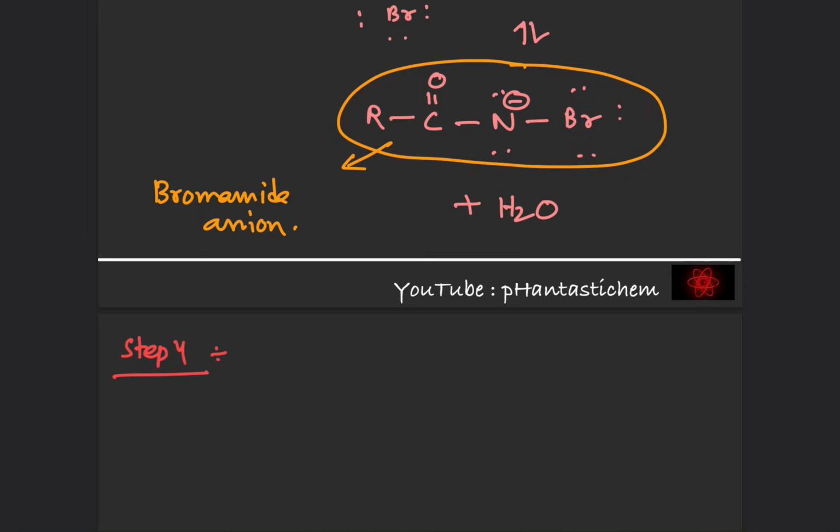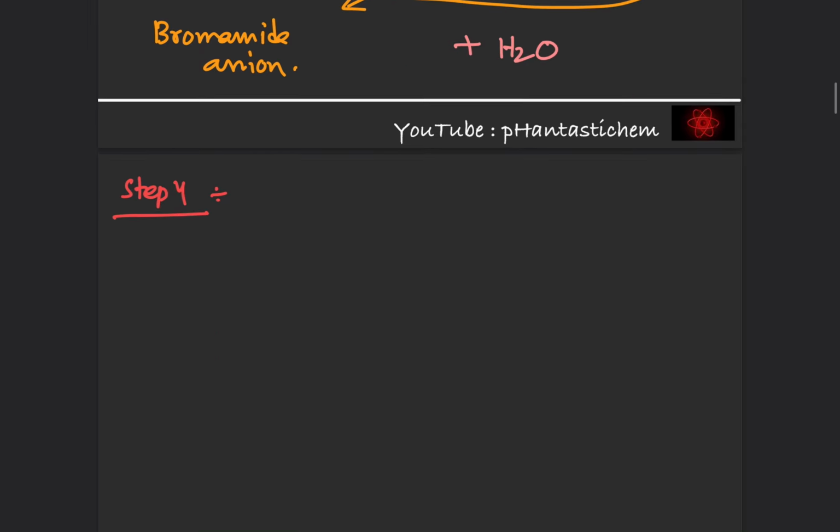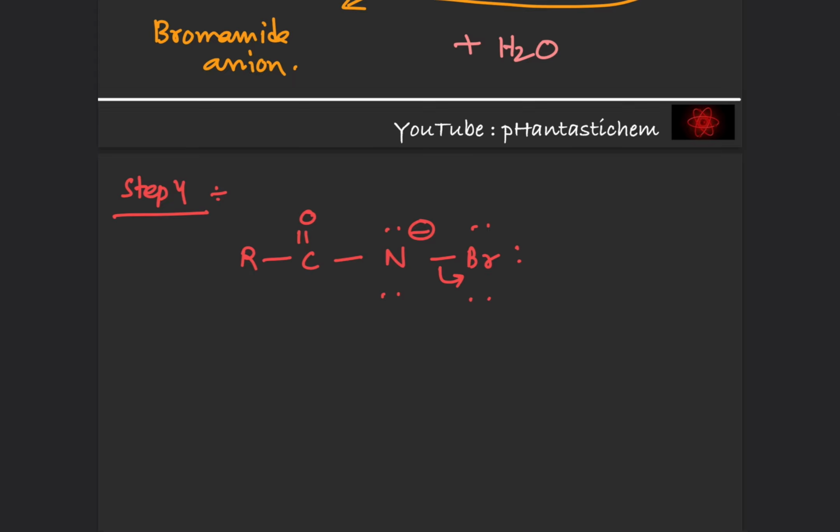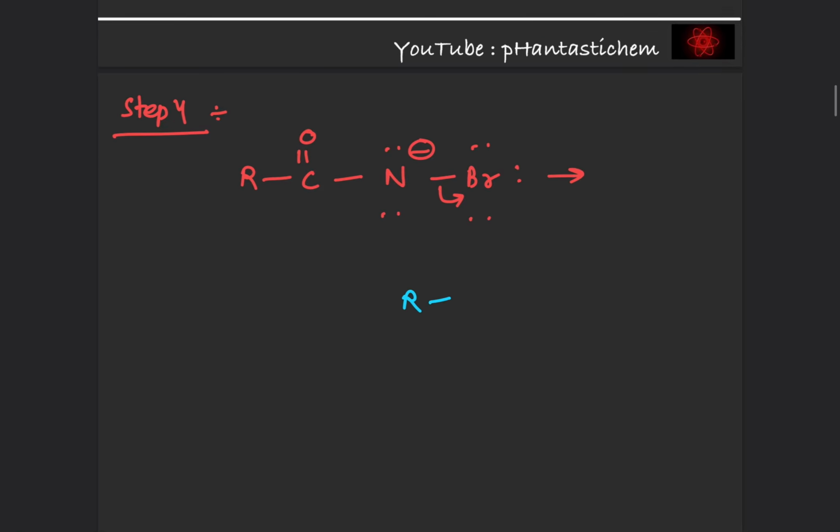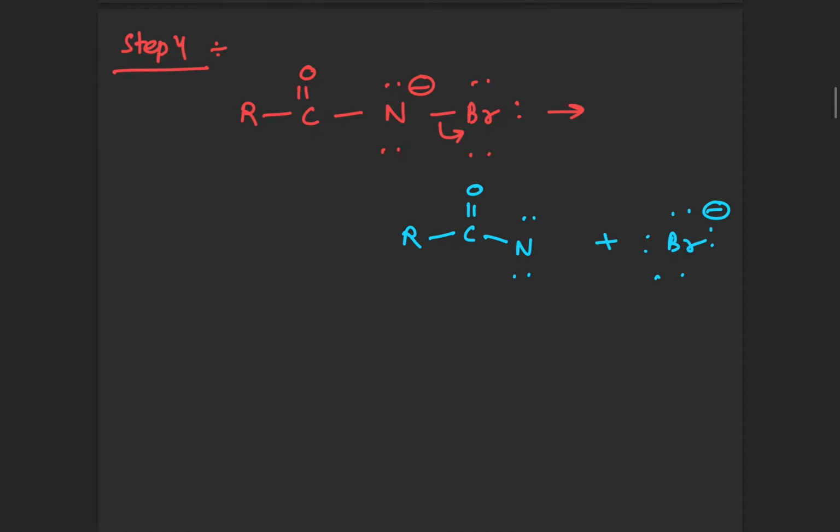So using arrows, R C double bond O, N, Br, so this is our bromamide anion. So first, Br takes these electron pairs and we get RC double bond O, N with two lone pairs, and obviously Br has gone out in the form of a bromide ion, and this guy undergoes rearrangement.